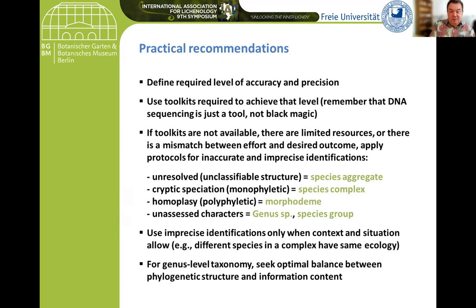If toolkits are not available, or there are limited resources, or there's a mismatch between effort and desired outcome, we can apply protocols for inaccurate and imprecise identifications, but they should follow certain standards. For example, if a complex is unresolved, it has structure, but it's not classifiable, one example would be Cetraria aculeata, we can call this a species aggregate. If there's cryptic speciation of a monophyletic clade, we can call this a species complex if we're not able to get to the actual species. If it's polyphyletic, we should call it a morphodeme, because we don't know if it's actually all in the same group.